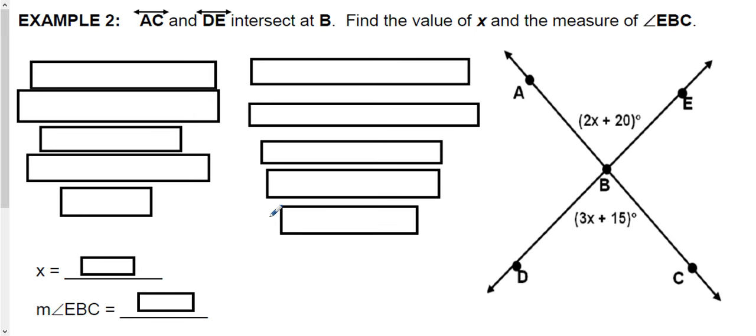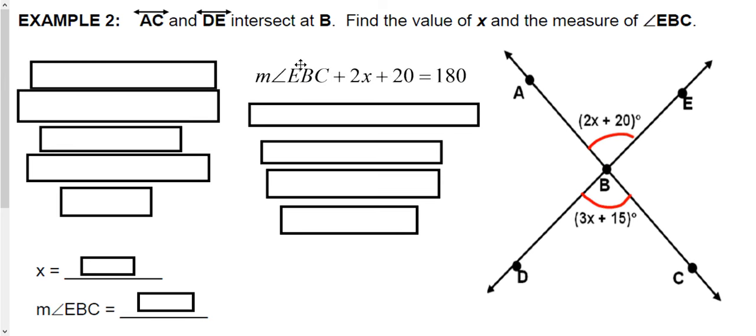So let's take a look at our first picture. Let's see. Line AC and DE intersect at point B. Find the value of x and the measure of angle EBC. So first, to find the value of x, we have to have an equation. We look at this picture and we see that this 2x plus 20 angle and this angle here that measures 3x plus 15, these are vertical angles, and vertical angles are congruent. So we'll start with that. Here they are equal to each other. We'll solve this for x.